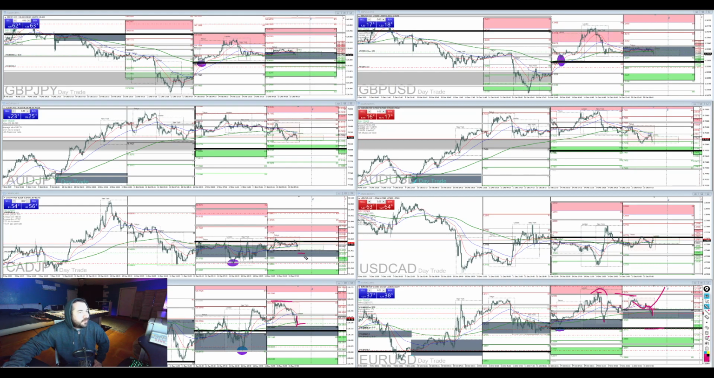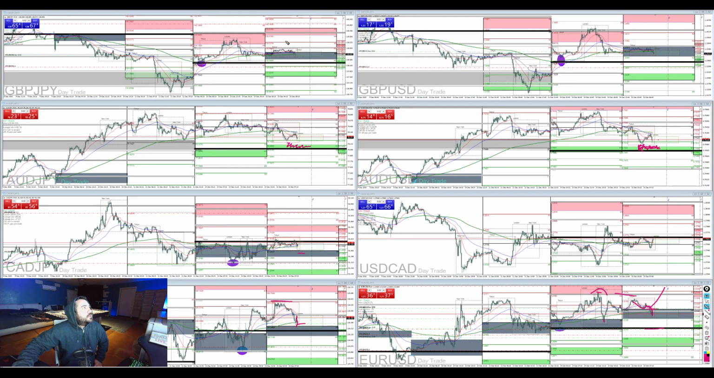Still have a pending order on the CAD Yen. Nothing going yet right here. Still got more room to go. Oh man, this is getting really close, guys. The small spread tells me this is a bigger space than what it looks like. See that small spread right there? Tells me this is a larger space than what it looks like.